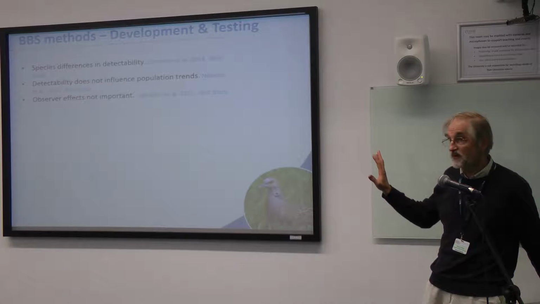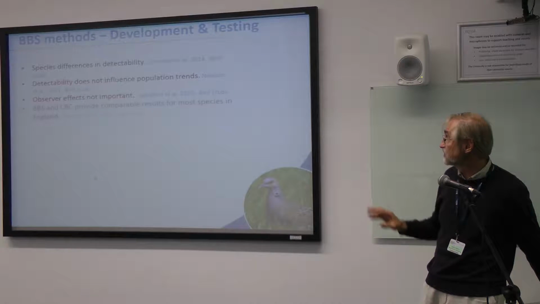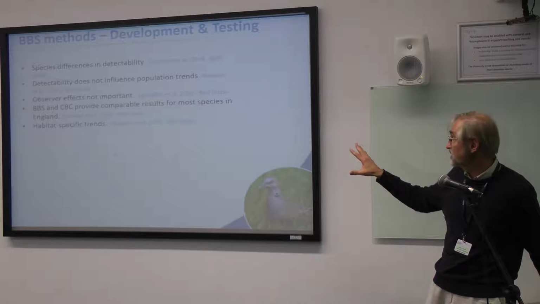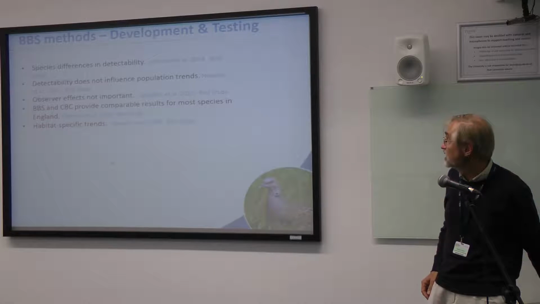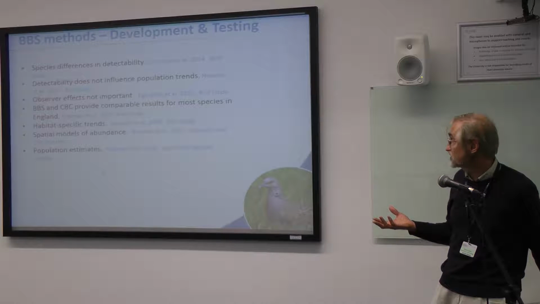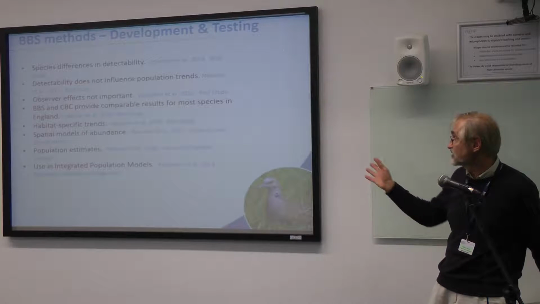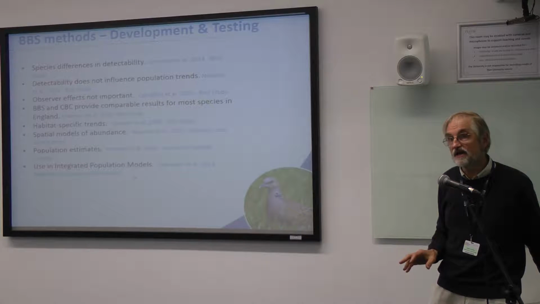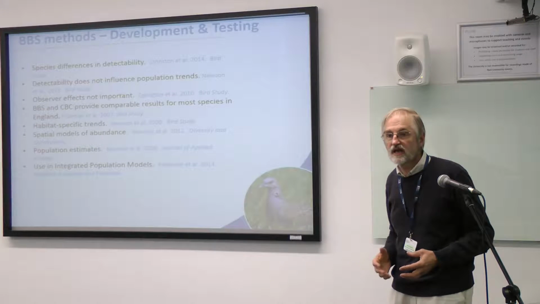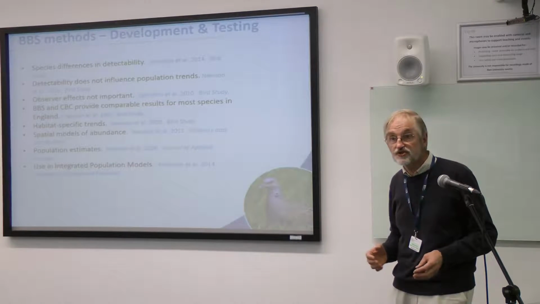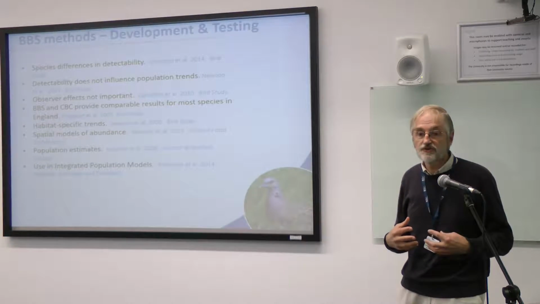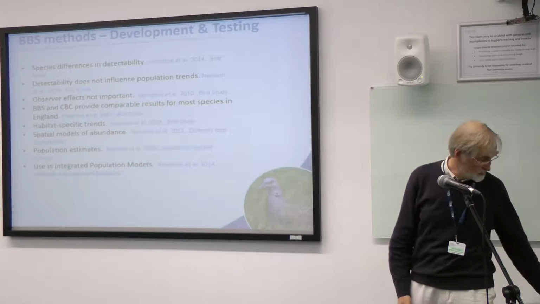Observer effects are not important, we've been able to check that, but again, many of those are controlled for by the site effects in our trend analyses. We've compared the CBC and the BVS, as I'll come on to talk about in a minute. We've looked at habitat, we can look at habitat-specific trends, models, spatial abundance, get population estimates, and we can incorporate these data in demographic models, because for birds, we're fortunate that we have volunteer schemes that not only collect information about numbers and distributions, but we also have schemes that collect information about demography, so we can use that information to build population models.